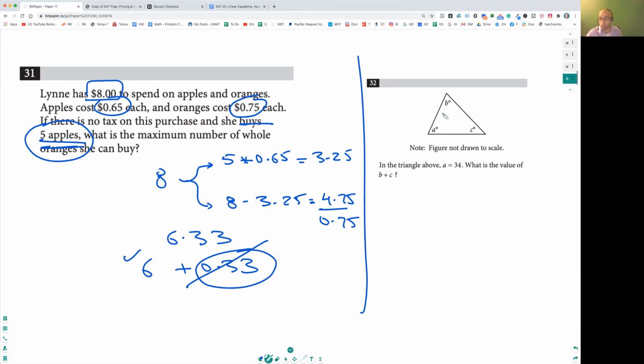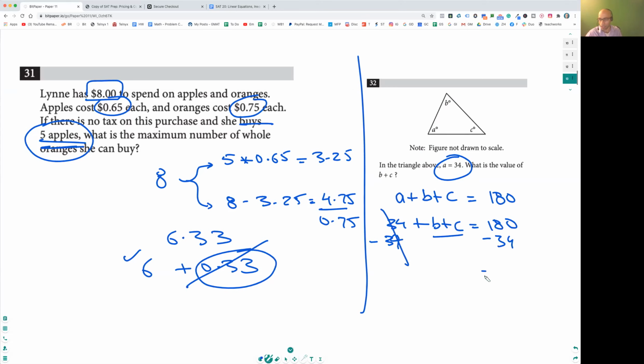Okay, so this one, super easy. As I've told you in the triangle section, all you got to do is just write down a plus b plus c is equal to 180 degrees, okay? As soon as you see a triangle, that's all you got to do. And then you just substitute a is equal to 34 here. 34 plus b plus c is 180, right? Then you keep your eye on what they're asking, b plus c, right? So you subtract 34 from both sides, and you get b plus c by itself, right?